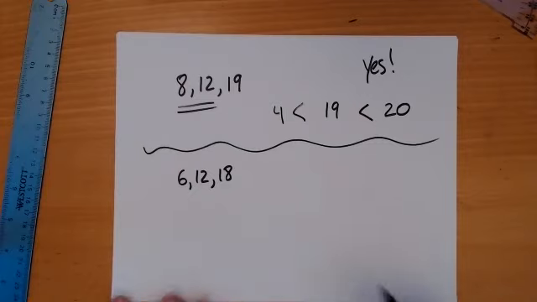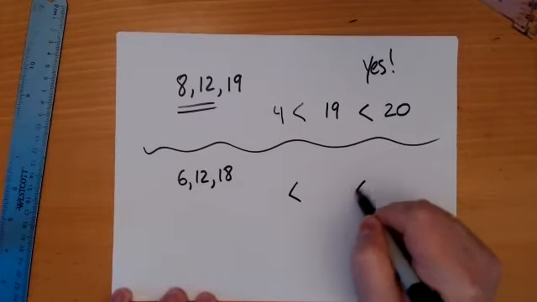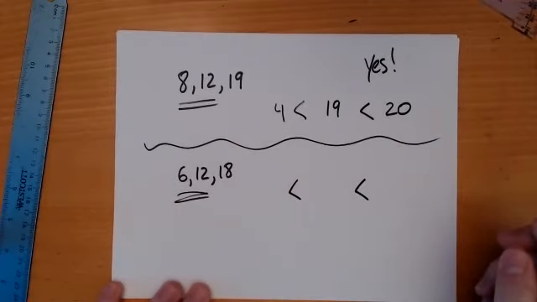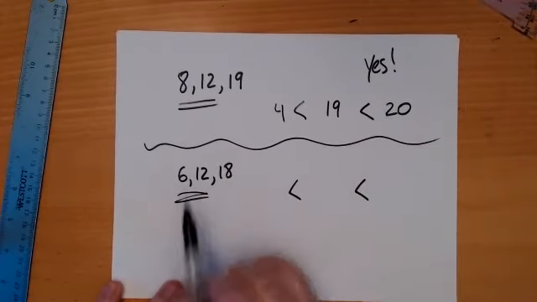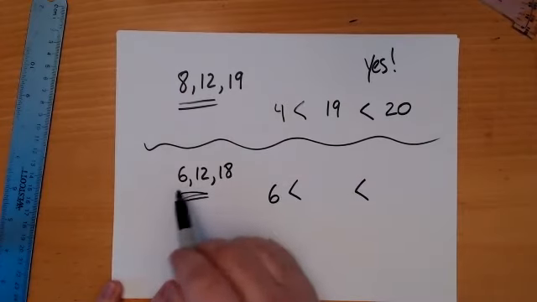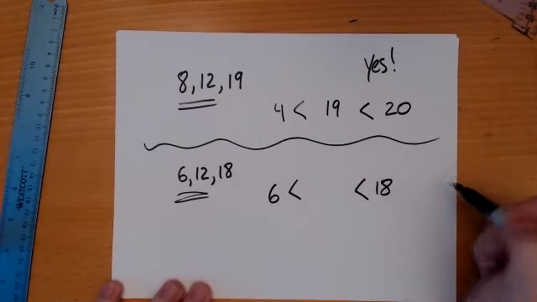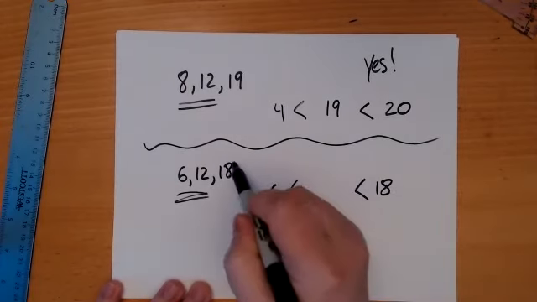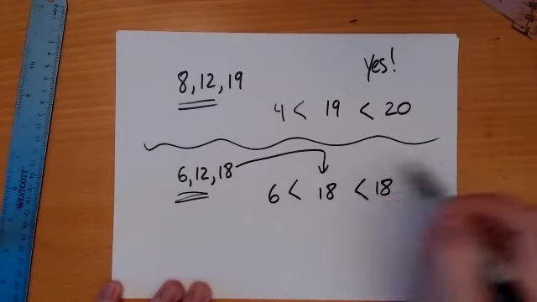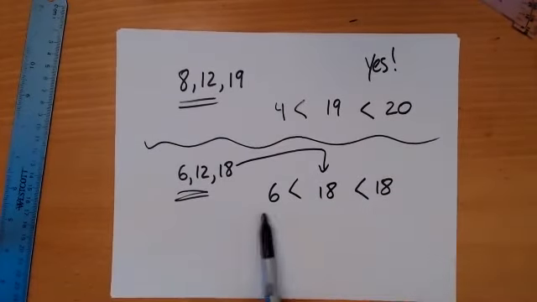So let's do this one. I take 6 and 12 and I subtract them and I get 6. And then I add them and I get 18. And then I put the third number in the middle. Now you ask yourself, is this true? In the private chat, tell me true or false.